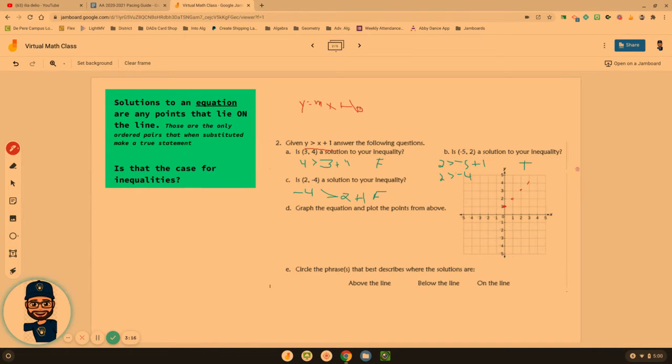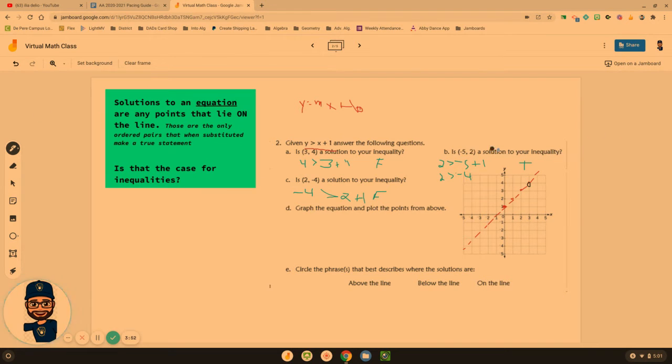Now, one of the things that we haven't talked about quite yet is that in this case, I'm actually going to have a dashed line through all of these, because if you look at the point 3, 4, we tested 3, 4. 3 to the right, 4 up. Right here, we said that was a false statement. It wasn't part of the solution set. So I need an open circle or a dashed line to show that it's not part of the solution set.